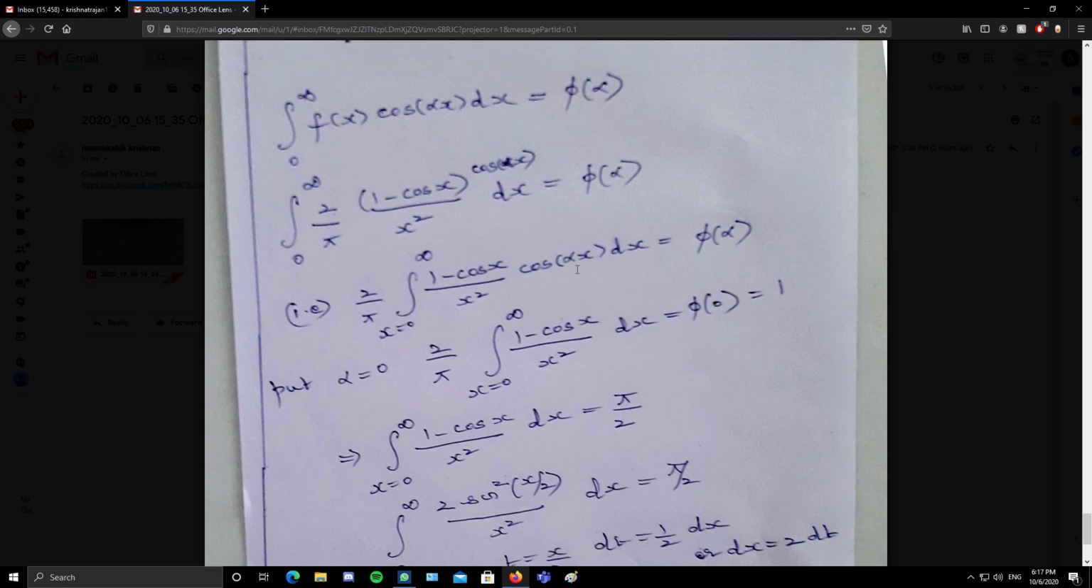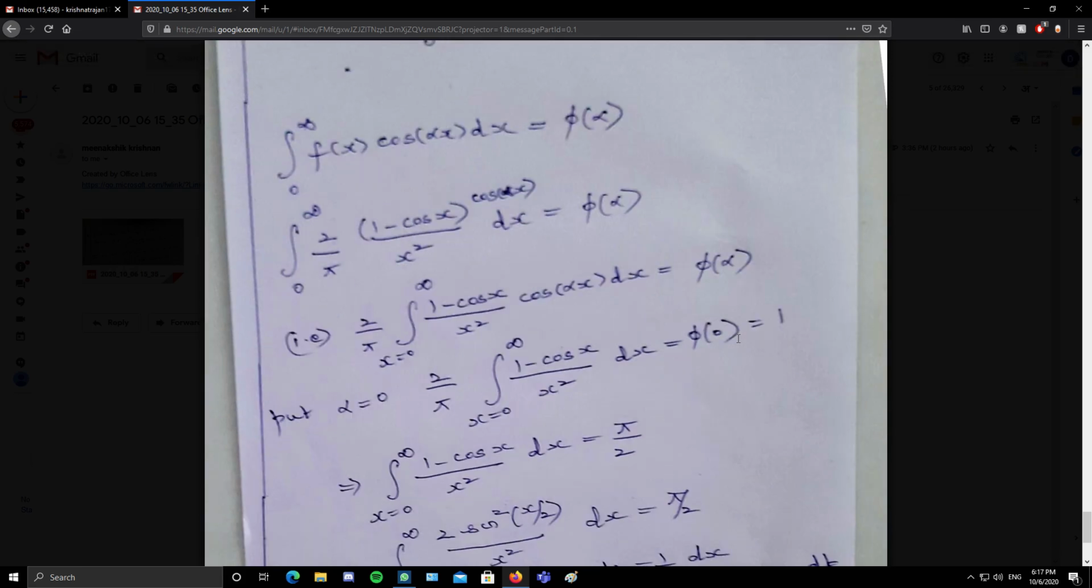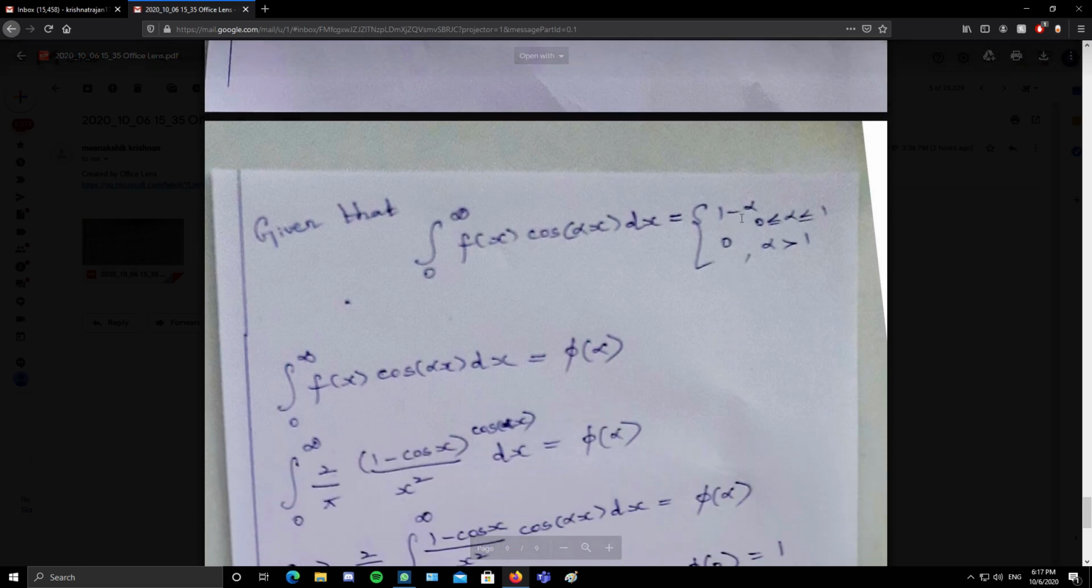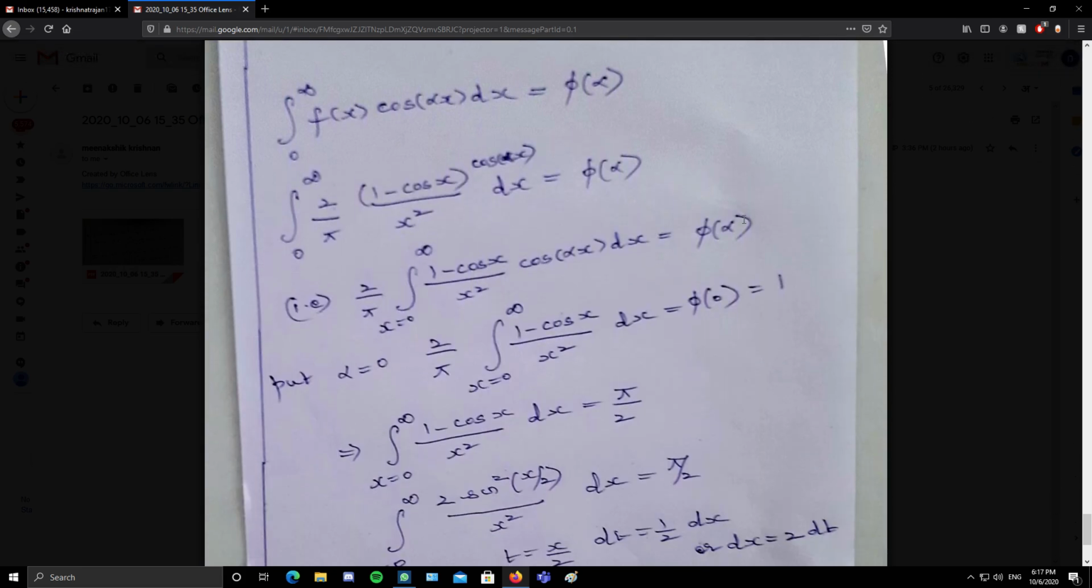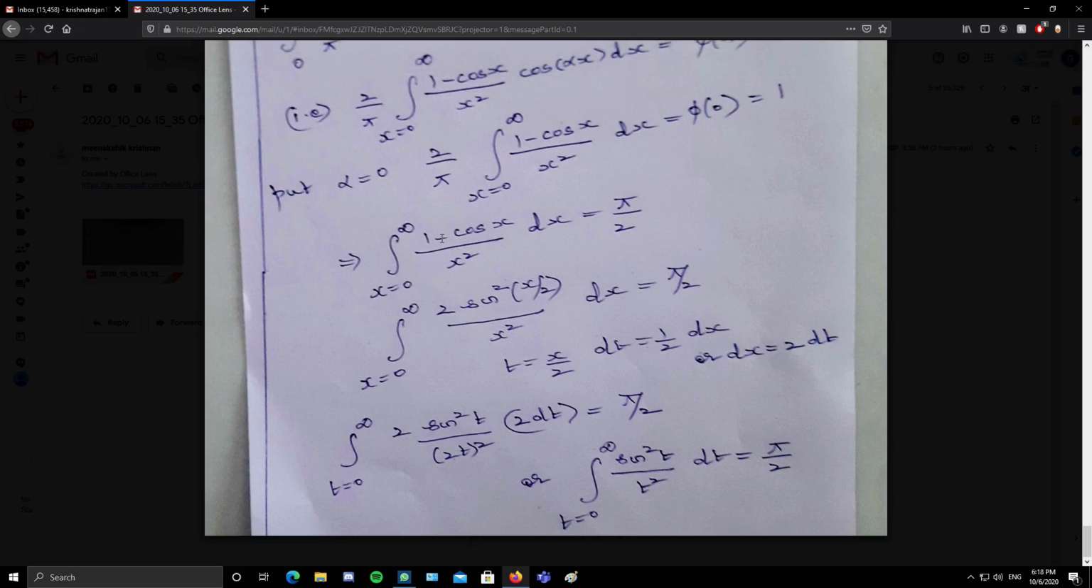So if you take alpha as 0, cos 0 is 1, and on the right side we have phi of 0. What is phi of 0? Phi of alpha is 1 minus alpha. When alpha is 0, 1 minus 0 is 1, so phi of 0 is 1. Then cross multiplying, the integral from x equals 0 to infinity of 1 minus cos x by x square dx is pi by 2.